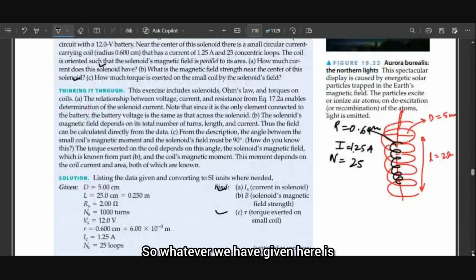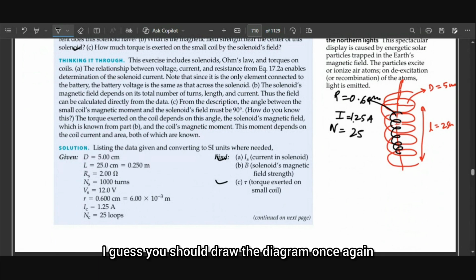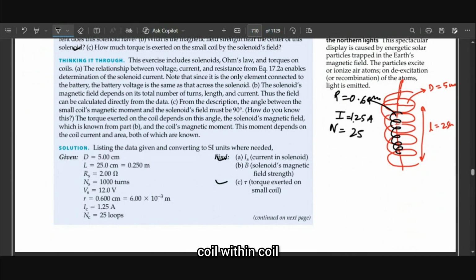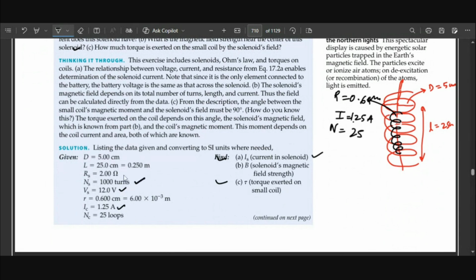So I guess you should try it out once. Just try to understand. I guess you should draw the diagram once again. Make sure you draw two coils, coil within coil. One is represented here as current in solenoid I_S, whereas current in coil is given as I_C. Similarly, potential across the solenoid is given. Number of turns is 1,000. Resistance is given. So how can we find out the current? Think about it. Let's see.